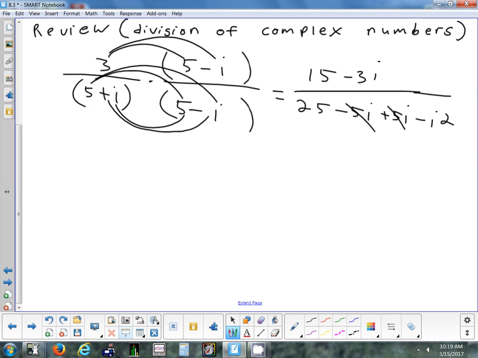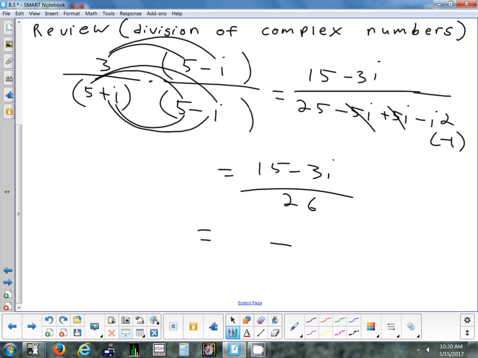All right, so now on the top we can just keep the same for now. In the bottom, we have 25 minus i squared. What is 25 minus i squared? 26, because it's 25 minus negative 1. Okay, so it's 25 plus 1, which is 26. And that still isn't really the final answer because you need the real part and the imaginary part separate.